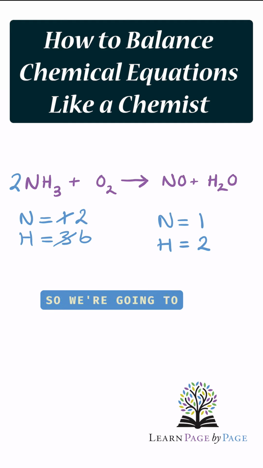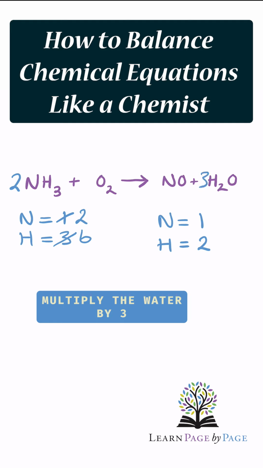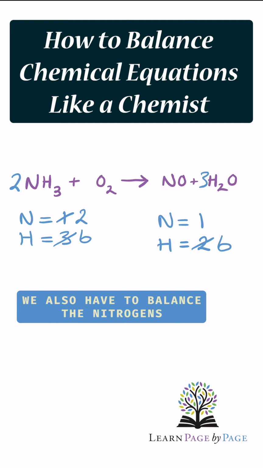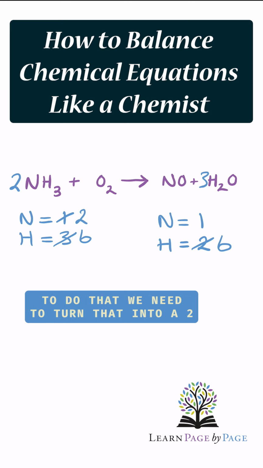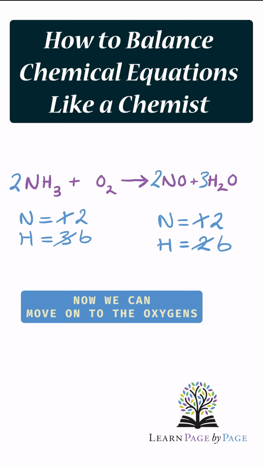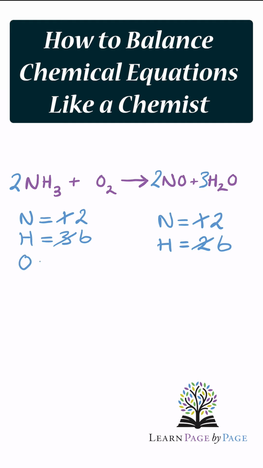Need 6. So we're going to multiply the water by 3. That gives us our 6 here. We also have to balance the nitrogens. And to do that, we need to turn that into a 2. And they're completely balanced. Now we can move on to the oxygens.